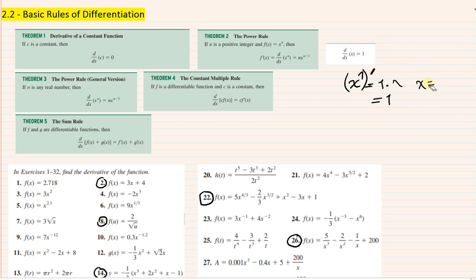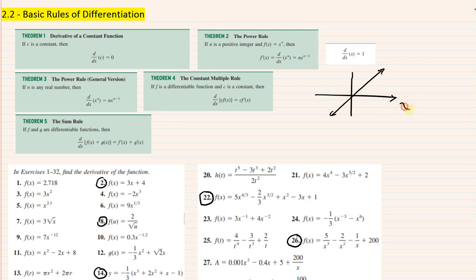You can also look at this one in terms of the linear function. Remember, the function x is a line running through the origin, bisecting the quadrants. The slope of this line is always 1, isn't it? So the tangent at any point is going to have the same slope as the line. Therefore, the derivative, which is the slope of a tangent line, is going to be 1 at that point.